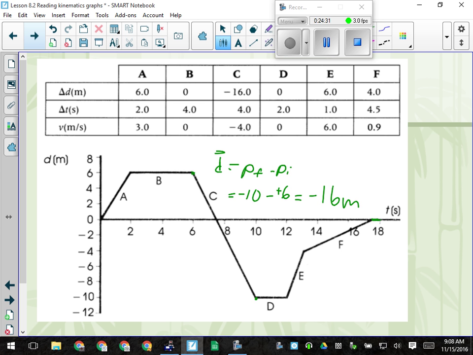And it's quicker than trying to go, okay, so it was at 0 and it's at 10. Just put in, my final position is 10, initial position is 6, subtract them, you're done. Okay. All right, what's the velocity in part C?